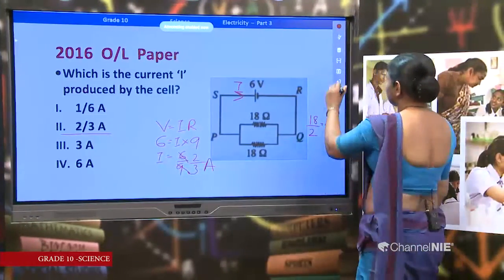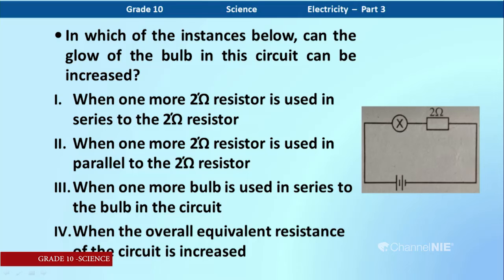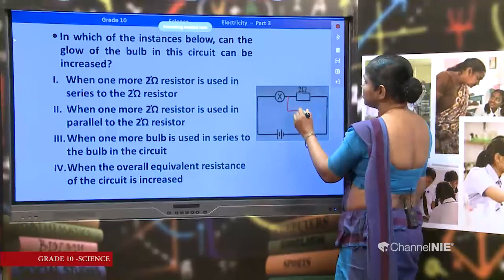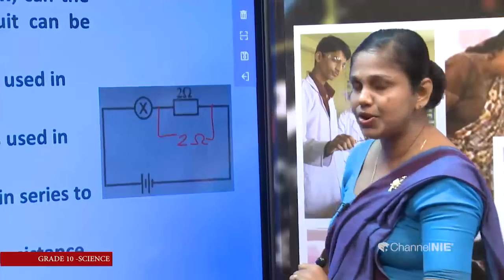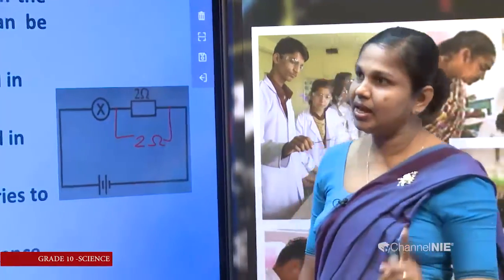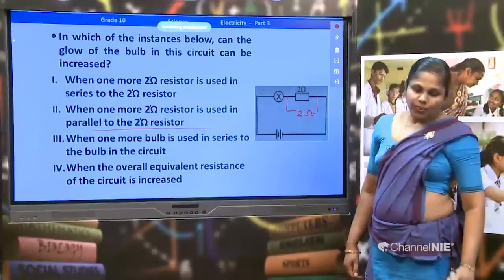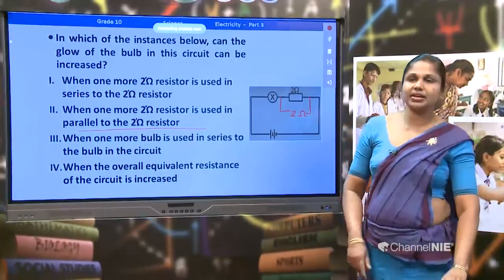2 over 3. Then the next question. In which of the instances below can the glow of the bulb in this circuit be increased? Here the answer is when one more 2 ohm resistor is used in parallel. When one more 2 ohm resistor is used in parallel, you know that the equivalent decreases, then the total current flow increases and the glow of the bulb can be increased. Answer is this.